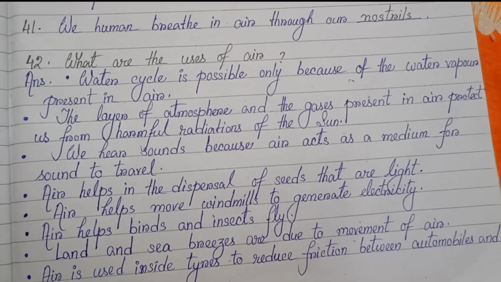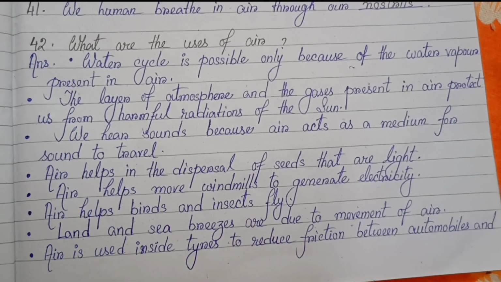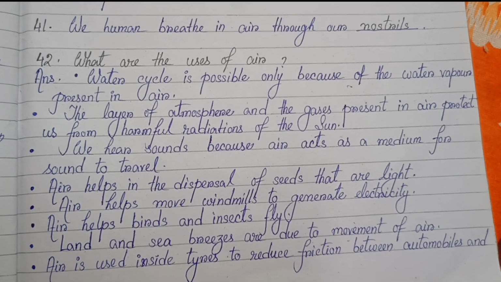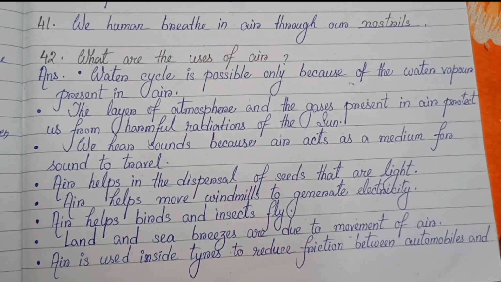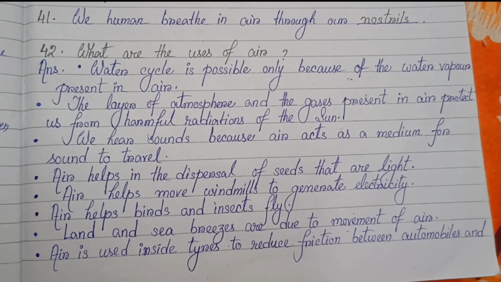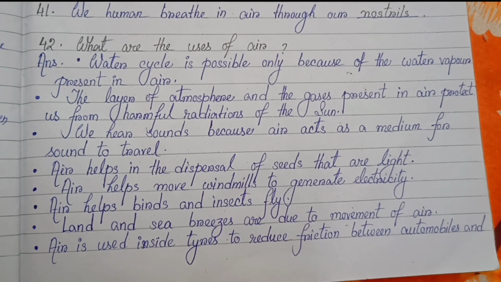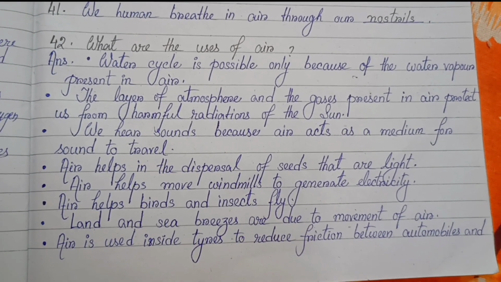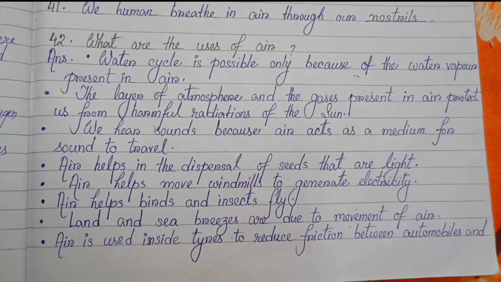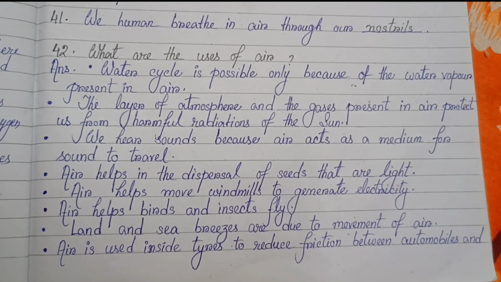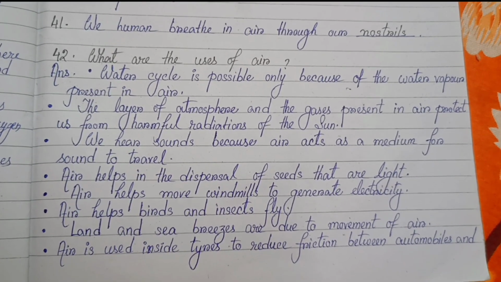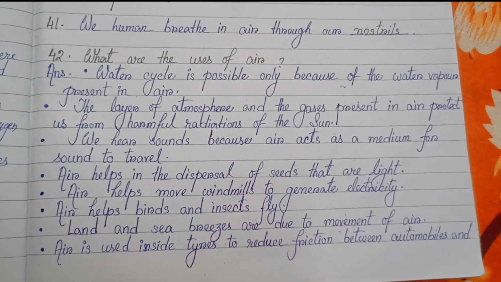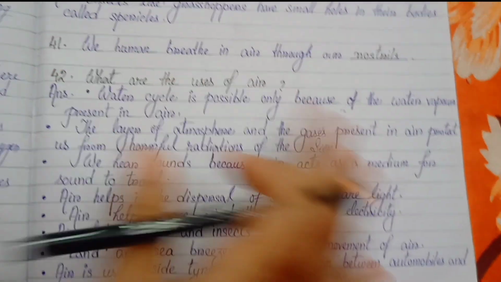42. What are the uses of air? Water cycle is possible only because of the water vapor present in air. The layer of atmosphere and the gases present in air protect us from harmful radiations of the sun. We hear sounds because air acts as a medium for sound to travel. Air helps in the dispersal of seeds that are light. Air helps move windmills to generate electricity. Air helps birds and insects fly. Land and sea breezes are due to movement of air. Air is used inside tires to reduce friction between automobiles and the road.